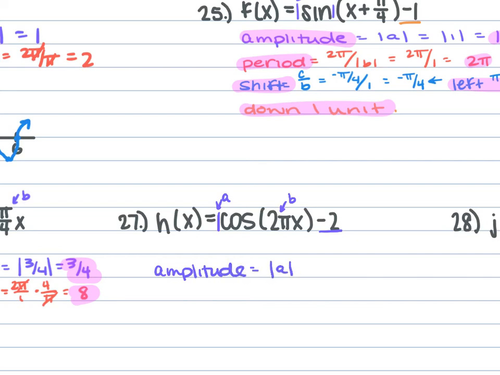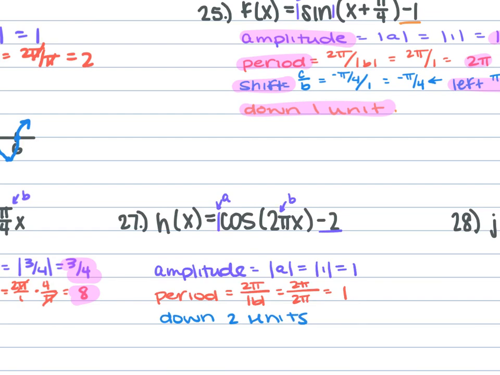So our amplitude is the absolute value of a, which is the absolute value of 1, which is 1. Our period is 2 pi over the absolute value of b, so that's 2 pi over 2 pi, which is 1. Our phase shift, we don't have one, so we don't have a c. And then your minus 2 just means that we are going down 2 units. So our amplitude is 1, our period is 1, and down 2 units.